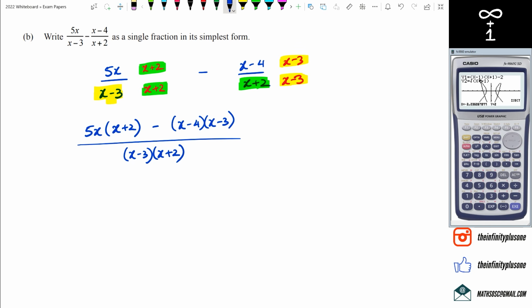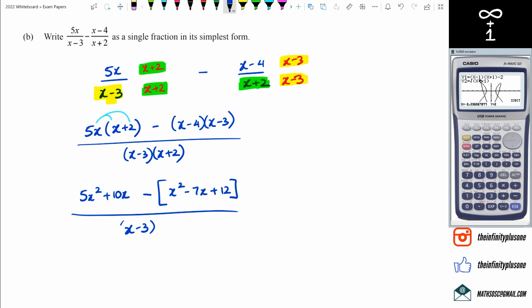So looking at the numerator, we've got 5x times x, and then I'm doing 5x times 2. So what I've got here is 5x squared plus 10x minus. I'm going to do these two brackets first. So I'm going to end up with x squared minus 7x plus 12. And that whole thing is now divided by x minus 3 and x plus 2.